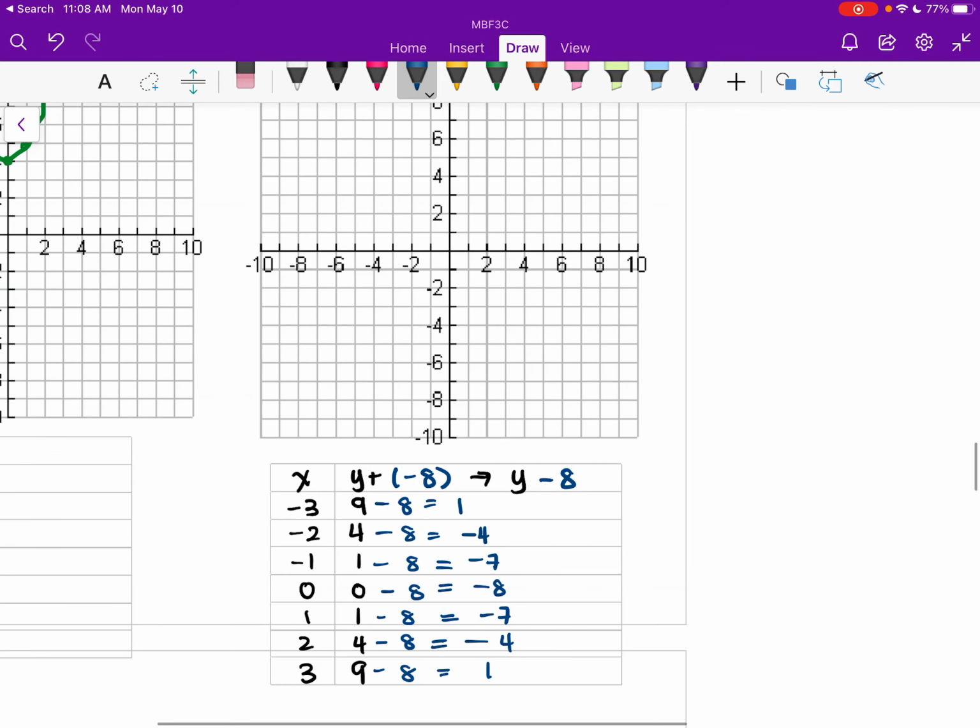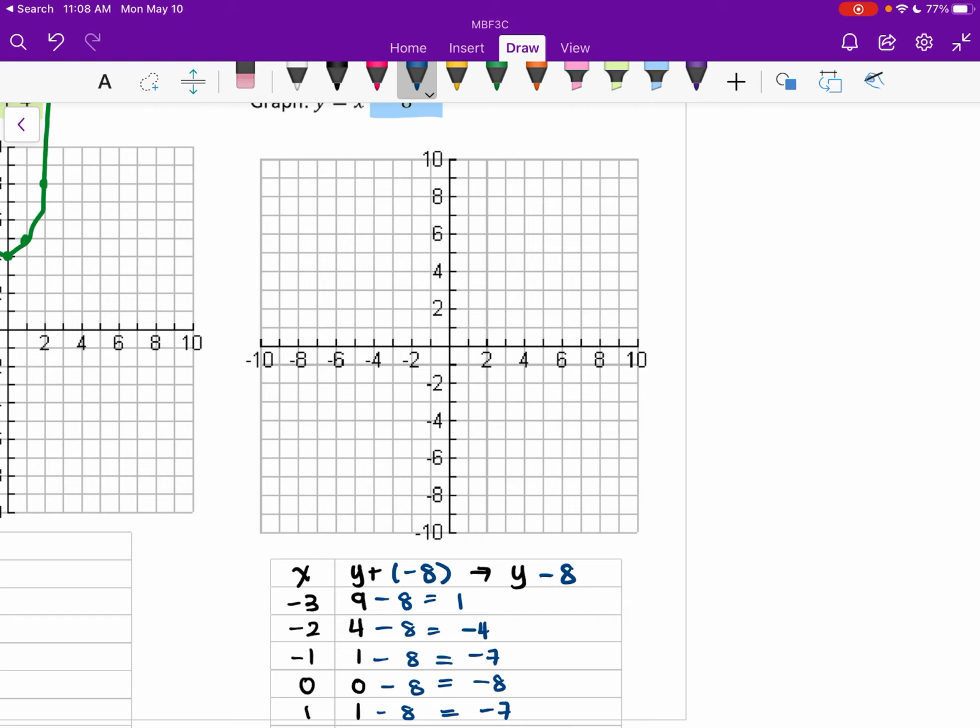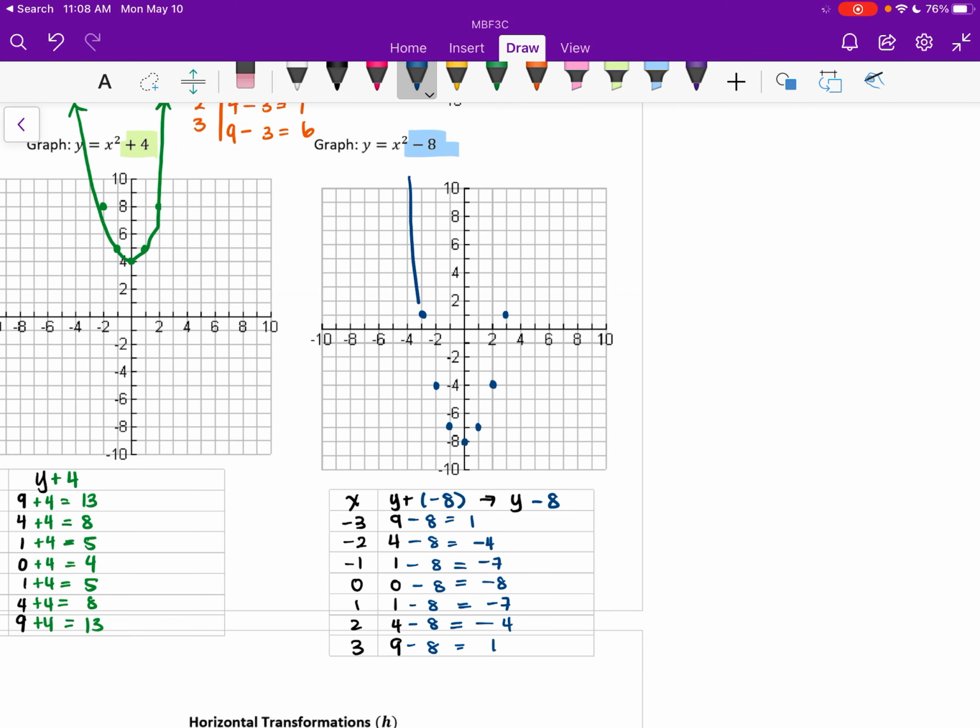So I'm just going to put in my points. I know at -3, I have to go up to 1. At -2, I'm going to be at -4. And then at -1, I'm going to be at -7, so right here. And then 0, -8, 1, -7, 2, -4, and then 3, I'm sorry, +1. So I'm just going to draw in my graph like that. You notice how everything is just kind of shifted downwards. I'm just going to make it so that it looks nice. And there's my graph.